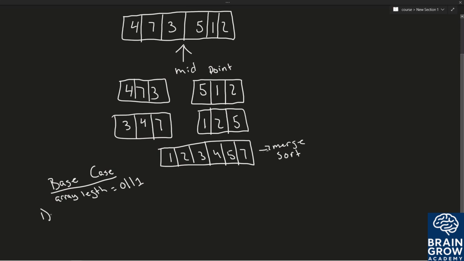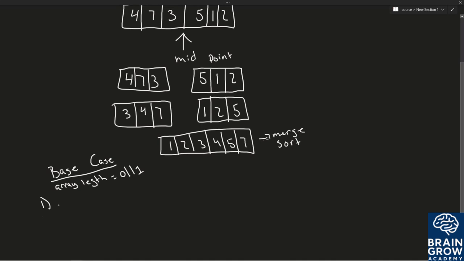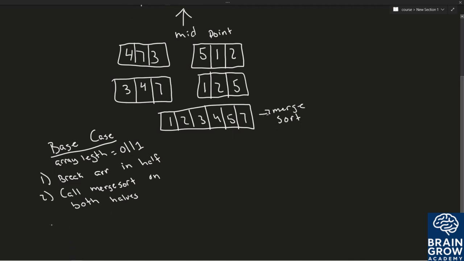And then the steps that we want to do are: break the array in half, call merge sort on both halves, and then lastly, the most important part, merge the two sorted arrays.